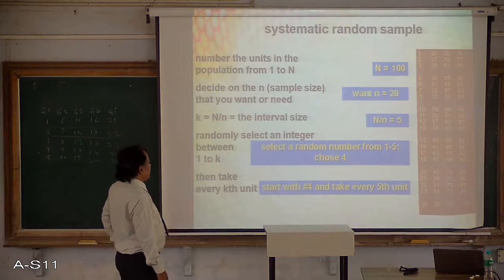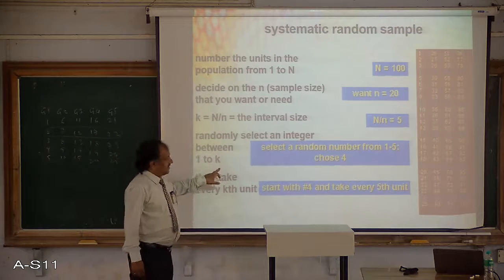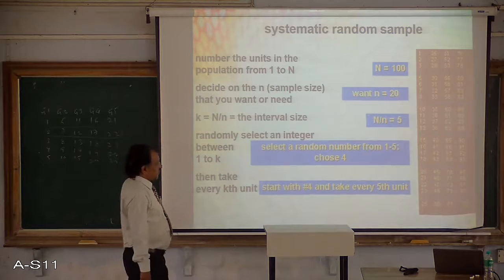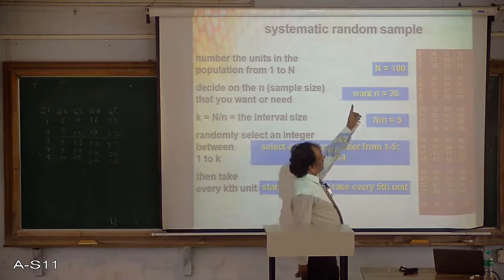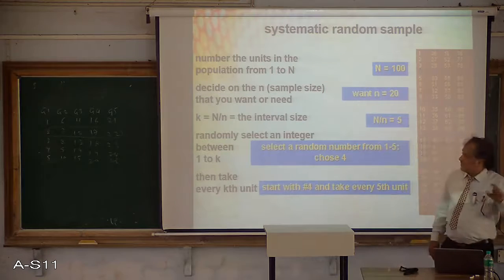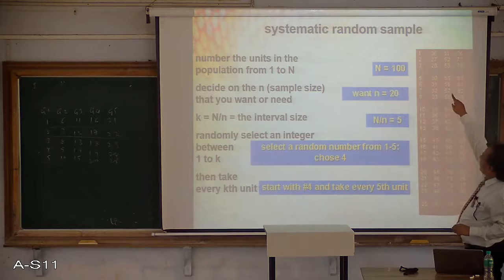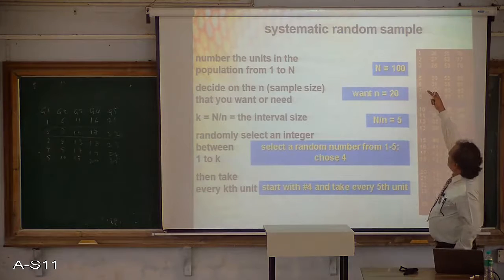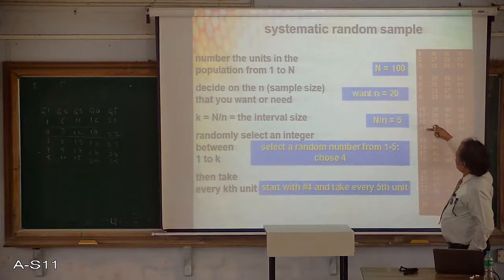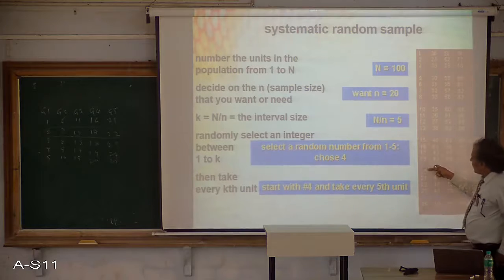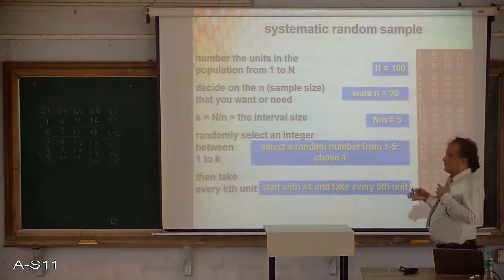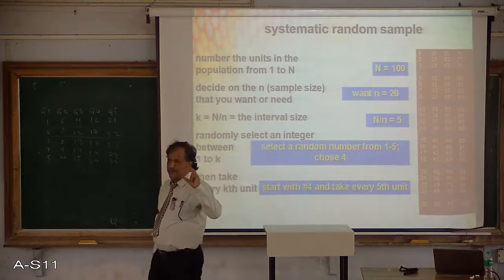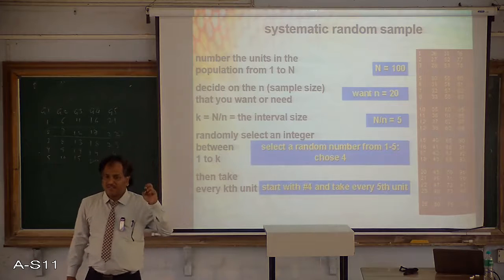So randomly select an integer between 1 to k. That is, select a random number from 1 to 5, and then take every kth unit, start with 4th and take every 5th unit. So you are taking 1 to 5 as the sample interval size. Then in between 1 to 5 you have selected the 4th member from that group, and between 6 to 10 again the 4th member, between 11 to 15 again the 4th member, between 16 to 20 the 4th member is 19. Like this, from a sample frame of 5 units, you are selecting the 4th member from that small frame.